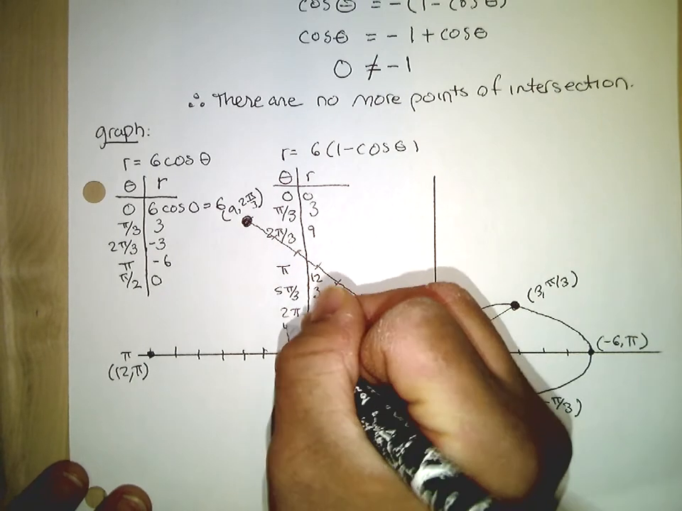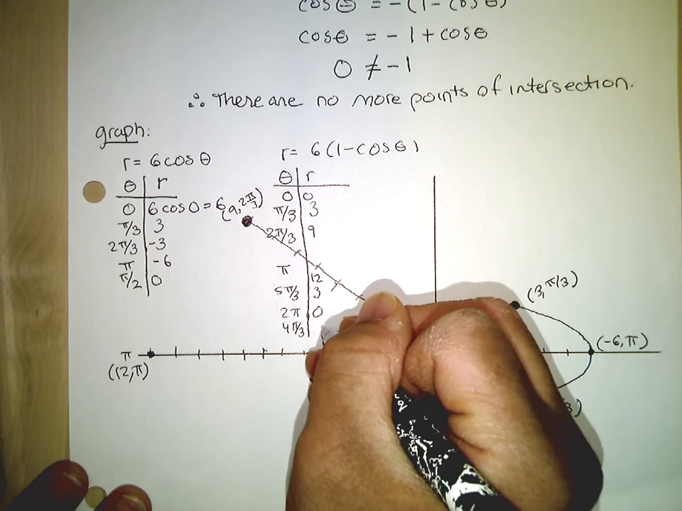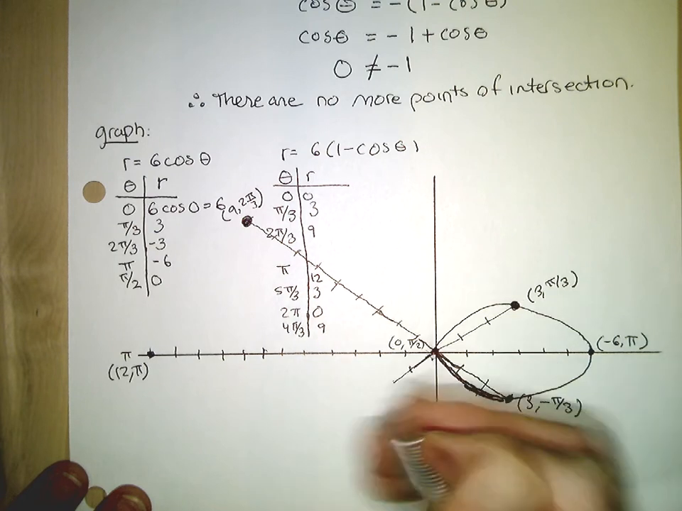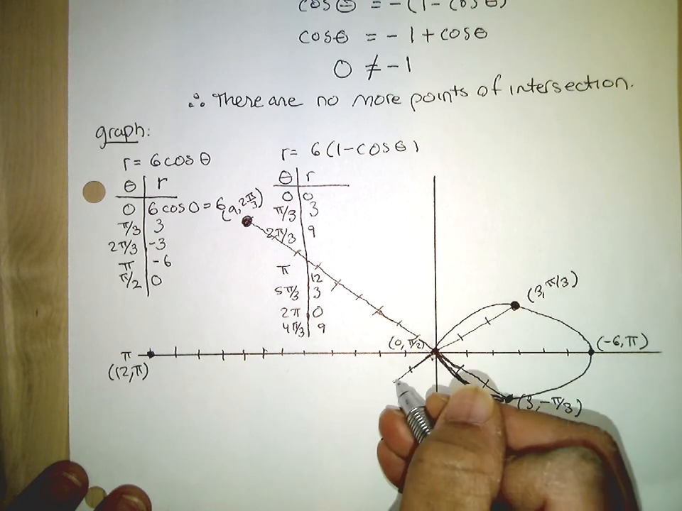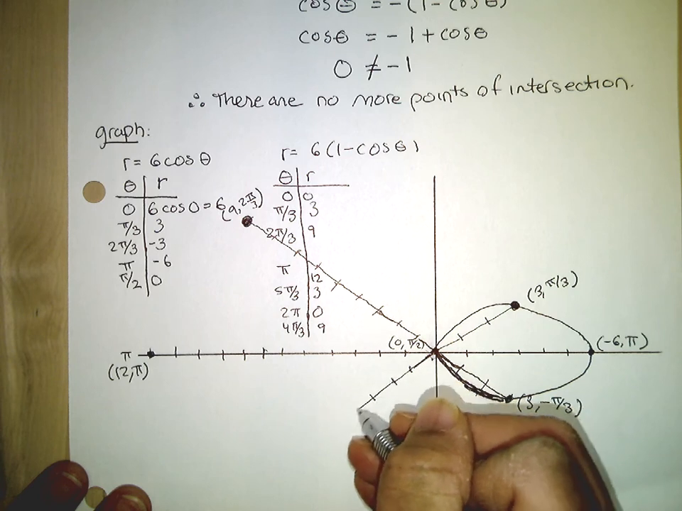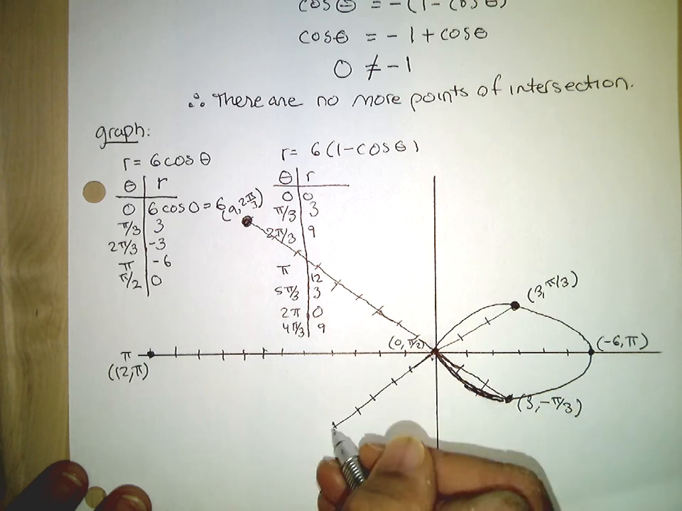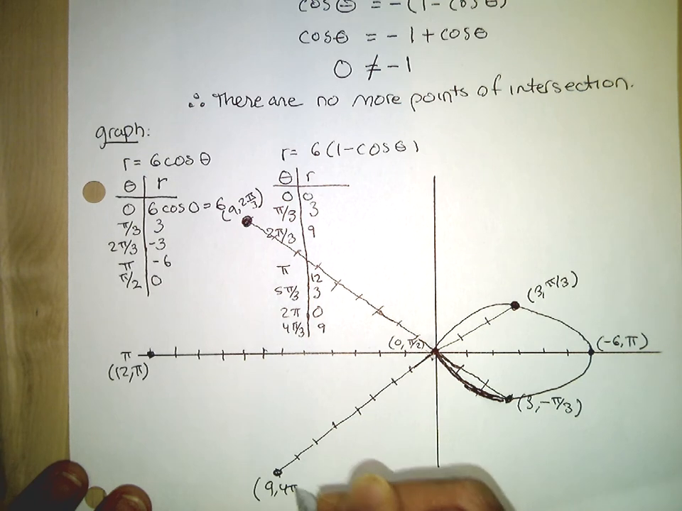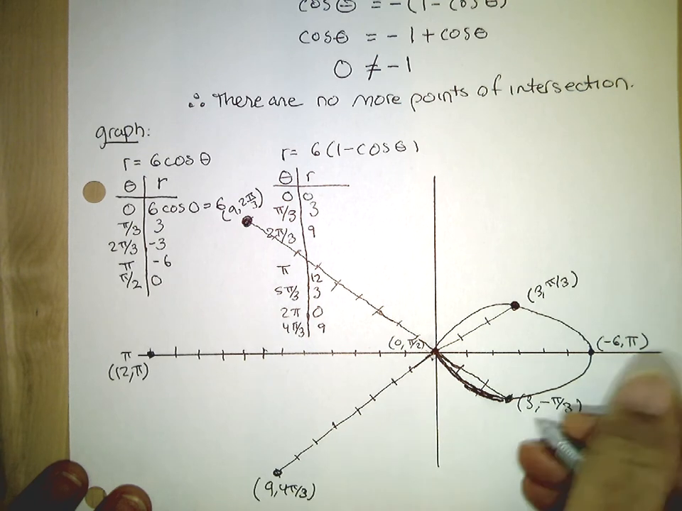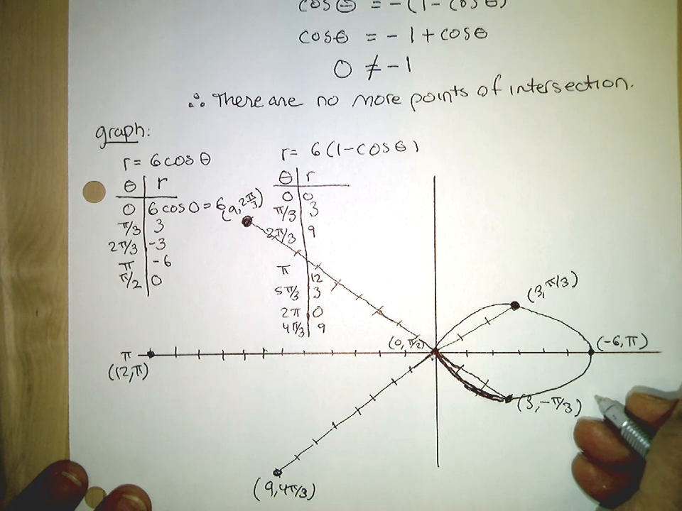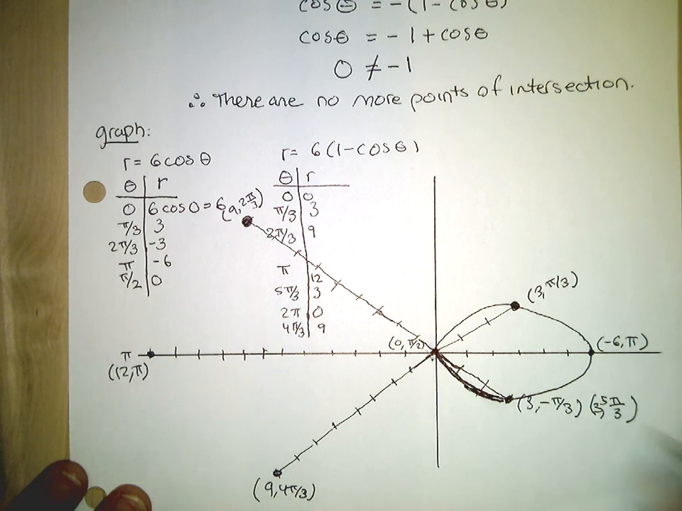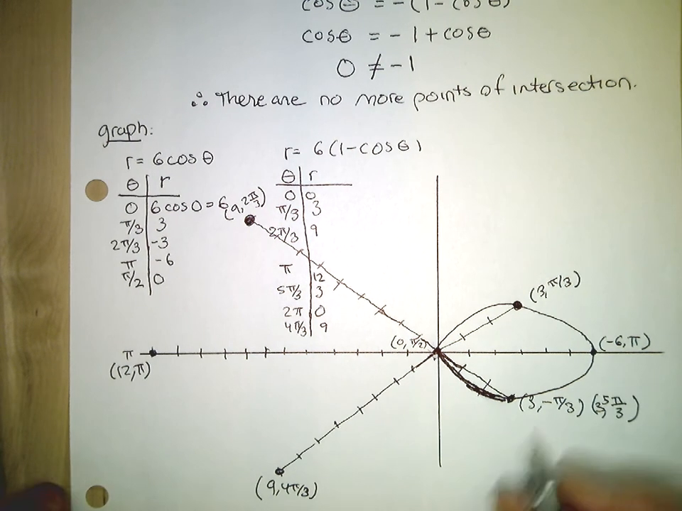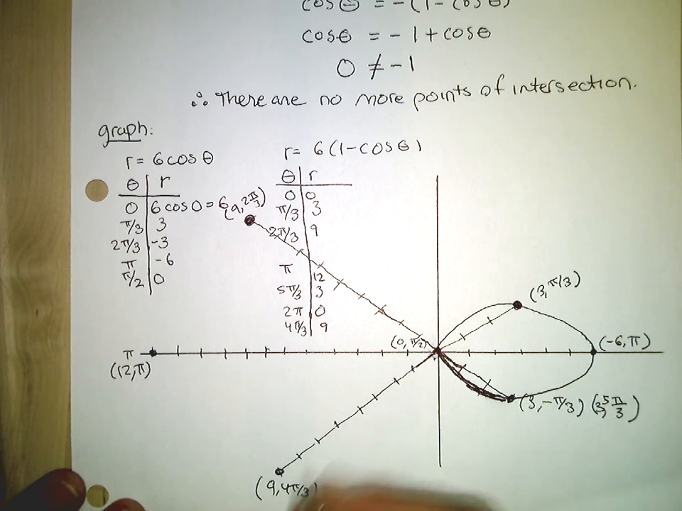And then how about 4 pi over 3 and 9? All right, so 4 pi over 3 and 9. So 1, 2, 3, 4, 5, 6, 7, 8, 9. This point will be 9, 4 pi over 3. And then again, this point over here is also the 5 pi over 3, 3, so 3 and 5 pi over 3. All right, so now let's graph this.